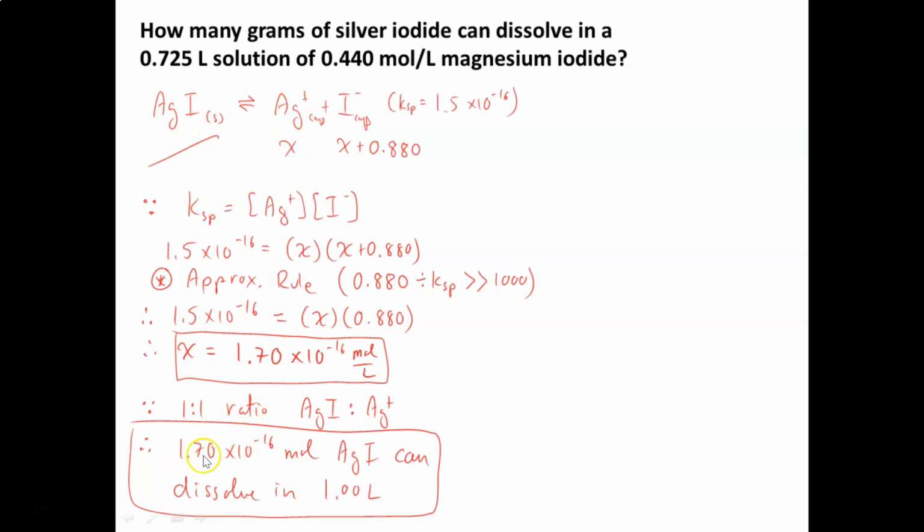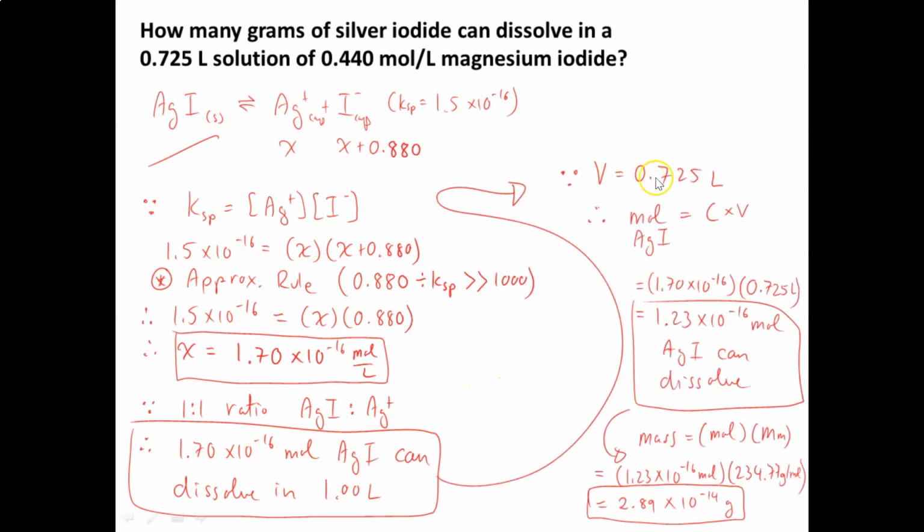So that means that 1.70 times 10 to the power negative 16 moles of silver iodide can dissolve in a 1 liter solution. Since the volume, however, is 0.725 liters, not 1 liter, as we said over here, we need to find out how many moles of silver iodide was dissolved. So take the concentration, multiply it by the volume, and you're left with the moles. 1.23 times 10 to the power negative 16 moles of silver iodide can dissolve.